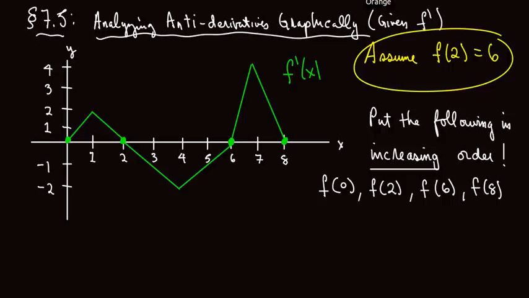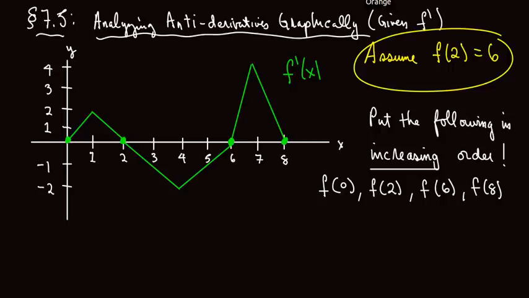Alright, so I've set up this problem here where we have the graph of the derivative f prime in green here. And the problem is going to be to put the following values of the antiderivative in increasing order, for example. So f of 0, f of 2, f of 6, f of 8. We're going to have to figure out what those values are.